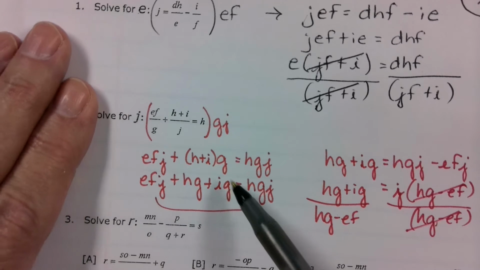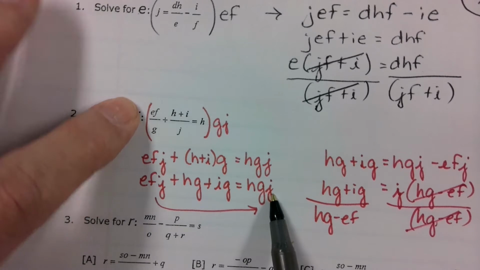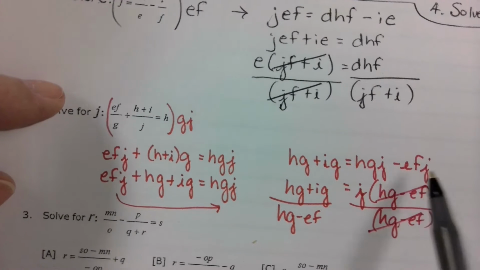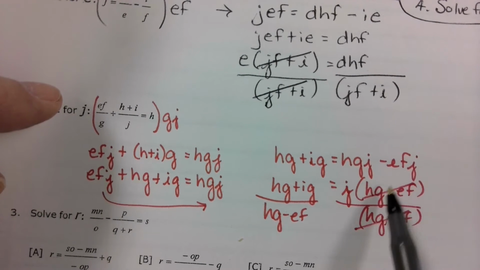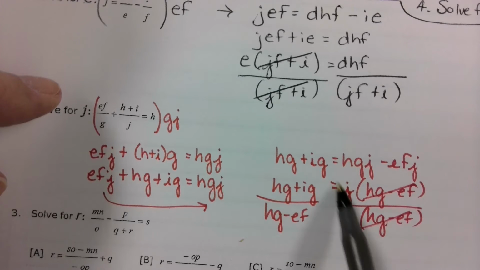Okay, now we're solving for J here. So I'm going to take this J and take it to the other side. And that's how I ended up with this. Then I can take these two terms and factor the J out. And I'm left with HG minus EF. And then I can divide by that. So you end up with this for your answer.